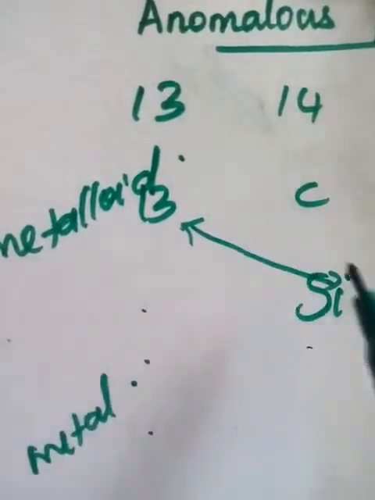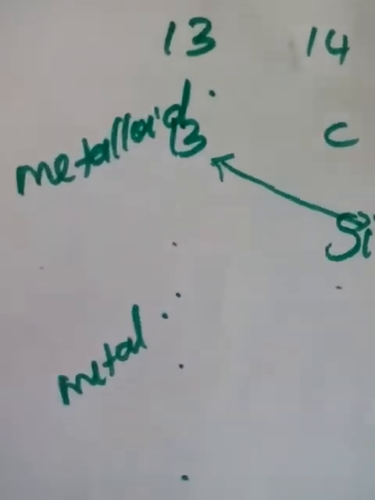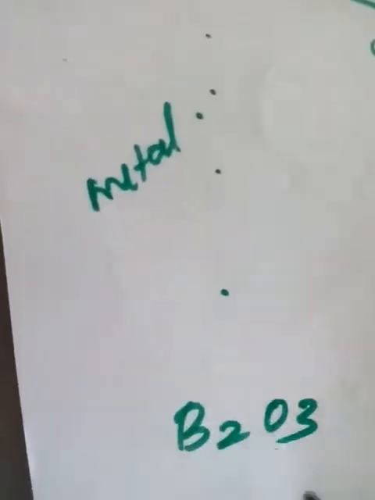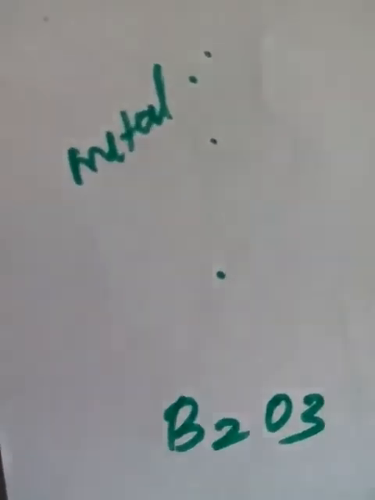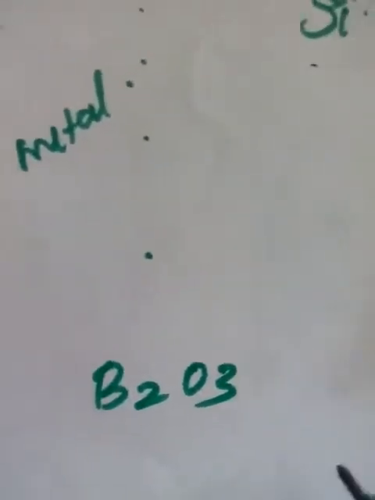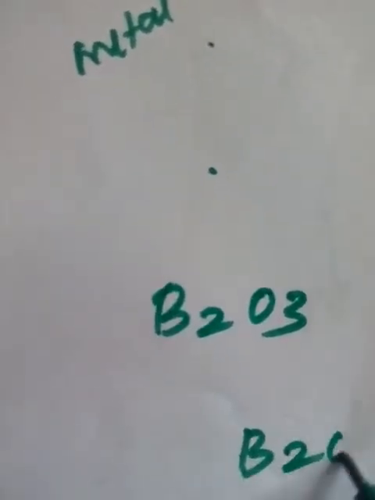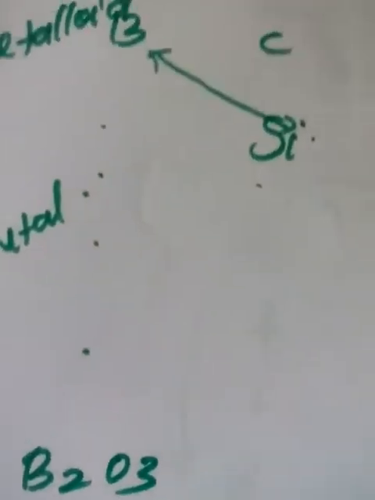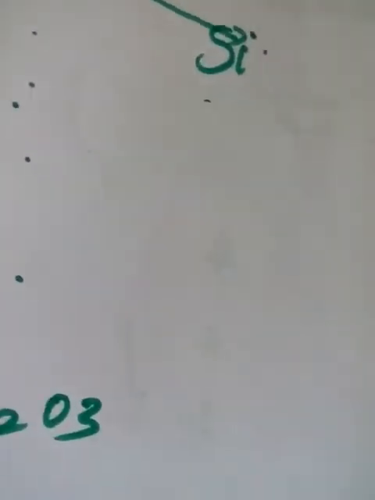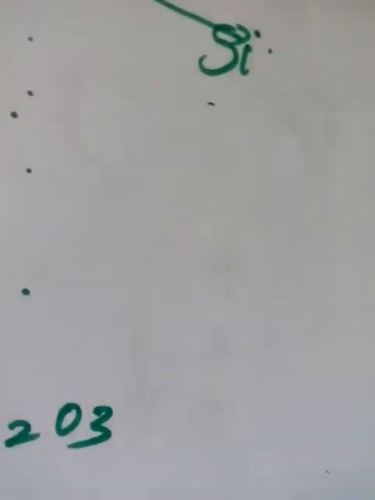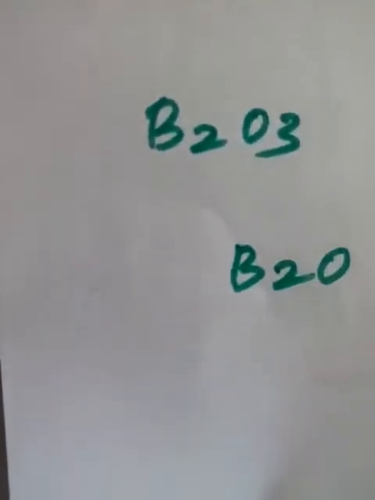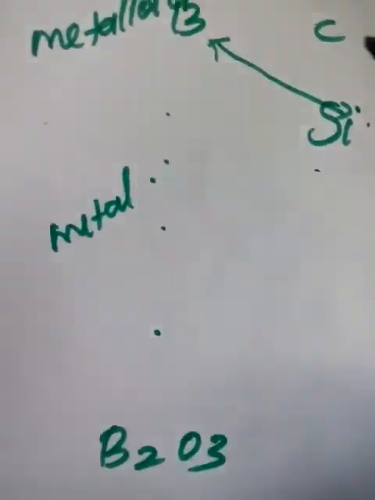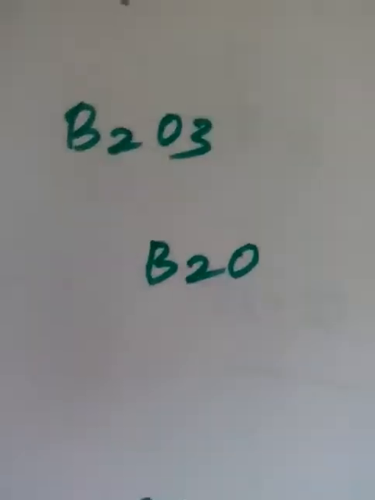Boron can form oxides, likewise silicon can also form oxides. The boron oxide can be B2O3, that is boron trioxide, or diboron trioxide. Likewise silicon, Si, can form an oxide called SiO2. I am writing here SiO2. So both are diagonally related, both can form oxides, and both oxides are acidic in nature.